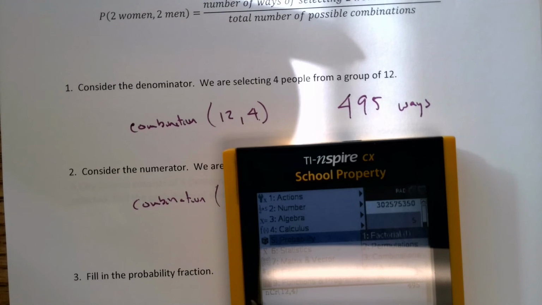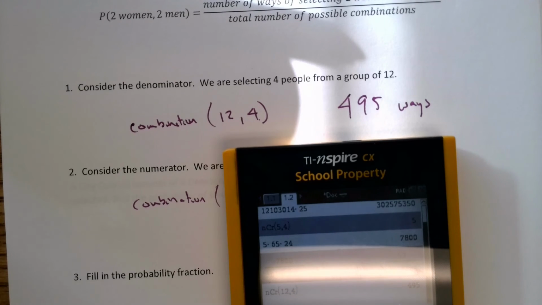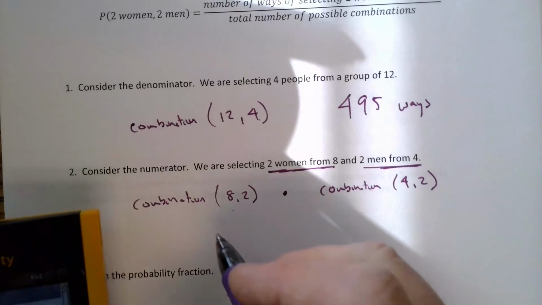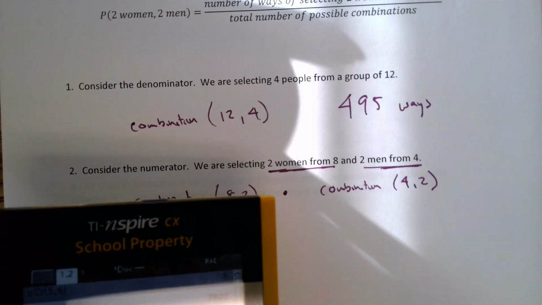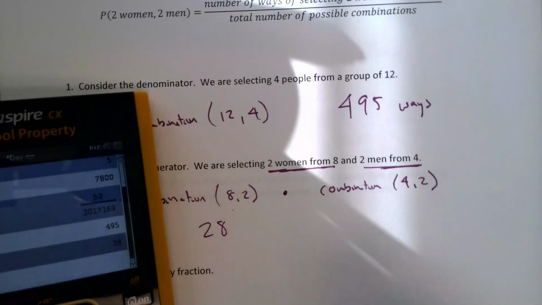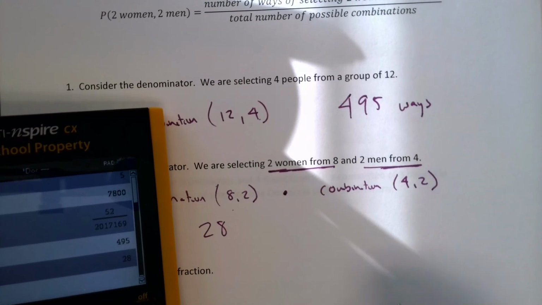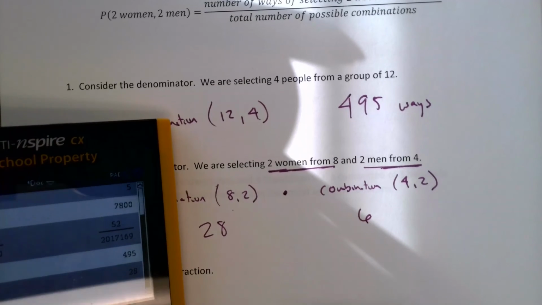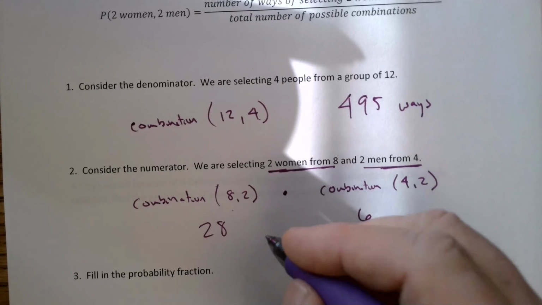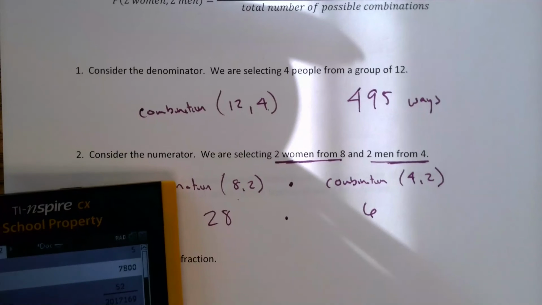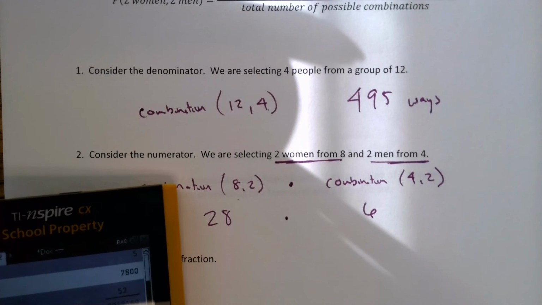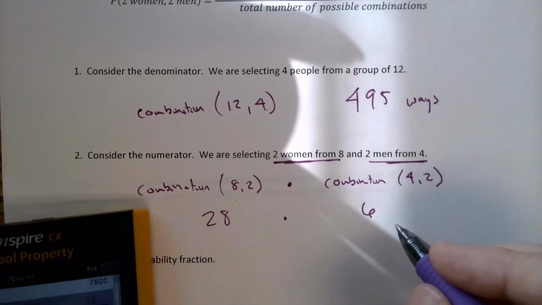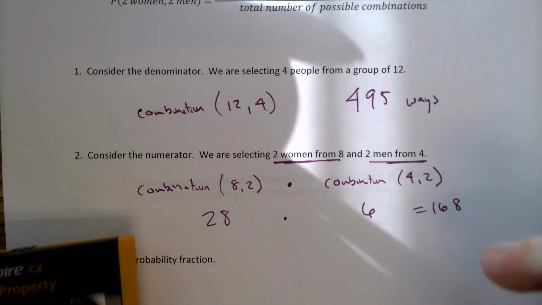8 comma 2. You guys can be faster than me. It's 28. There's 28 different ways to pick 2 women. And 4 comma 2 is 6. There's 6 ways to pick 2 men, and we're going to multiply those. So 28 times 6 is equal to 168 different ways.